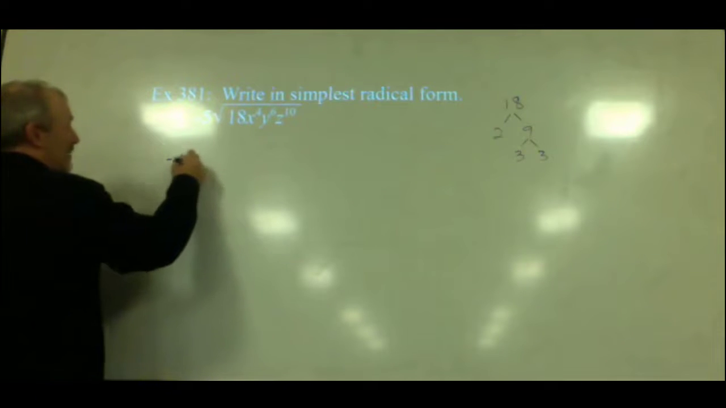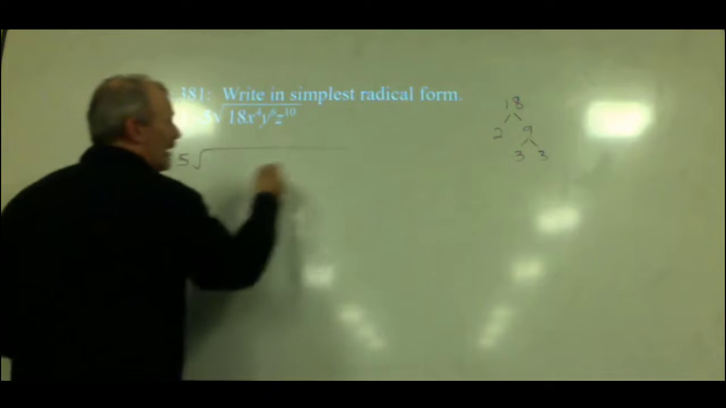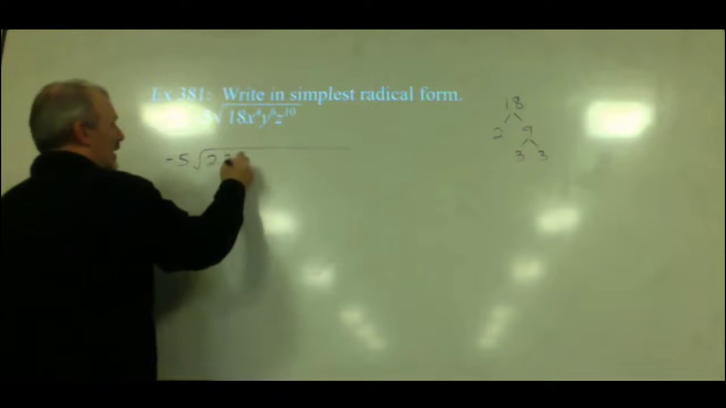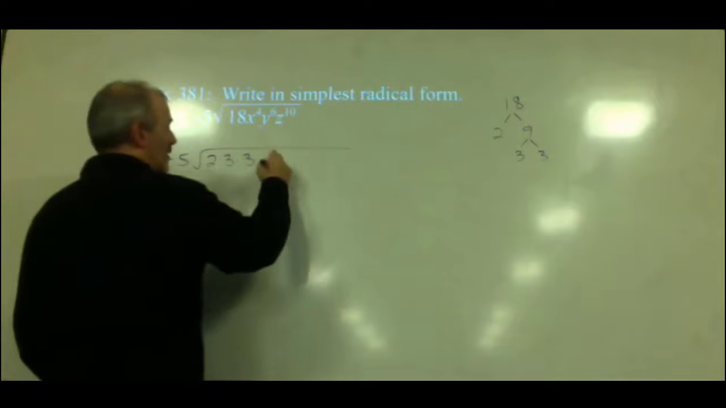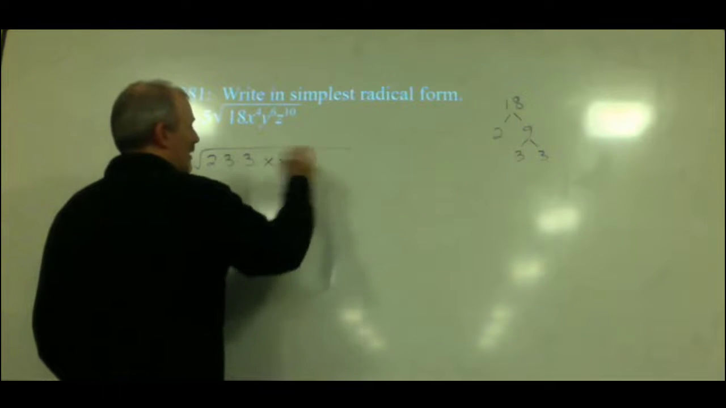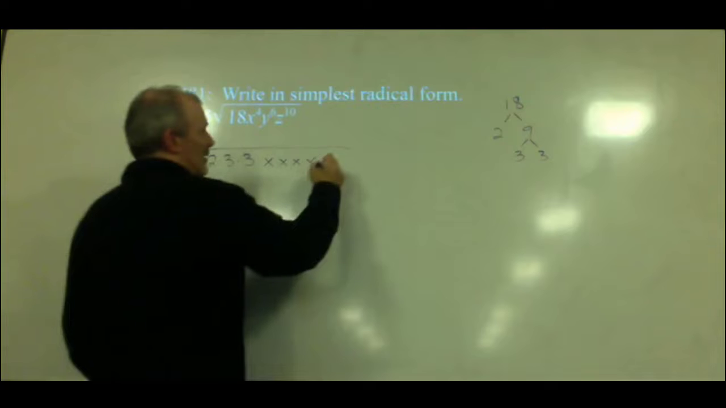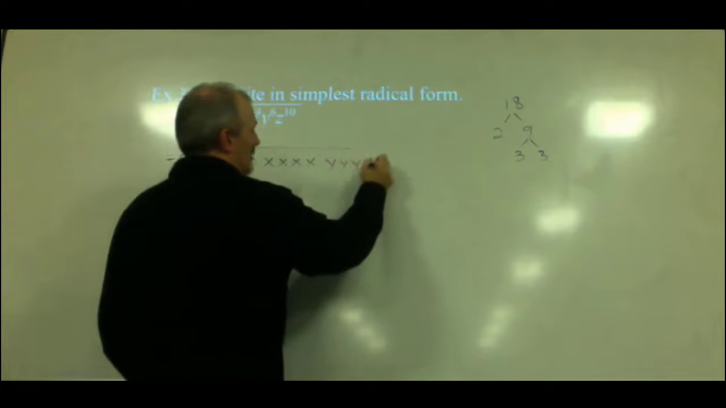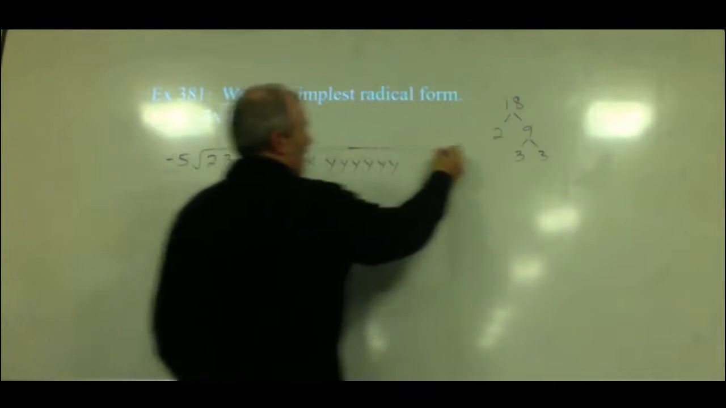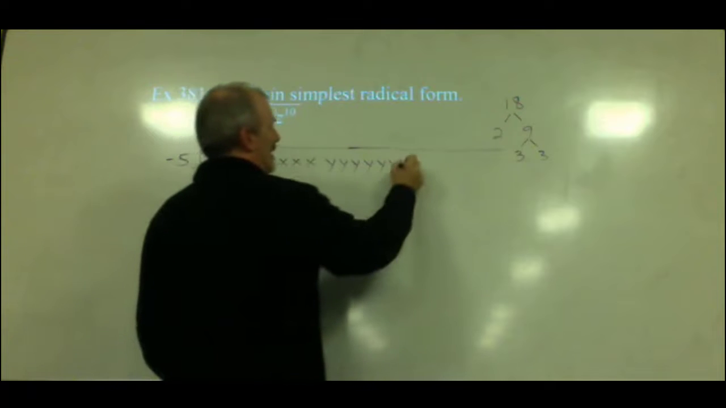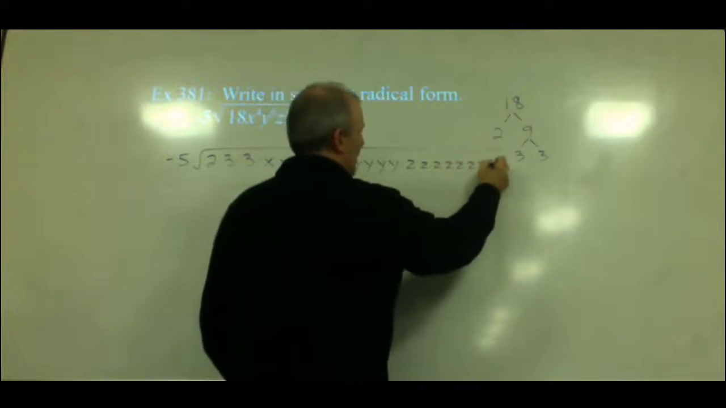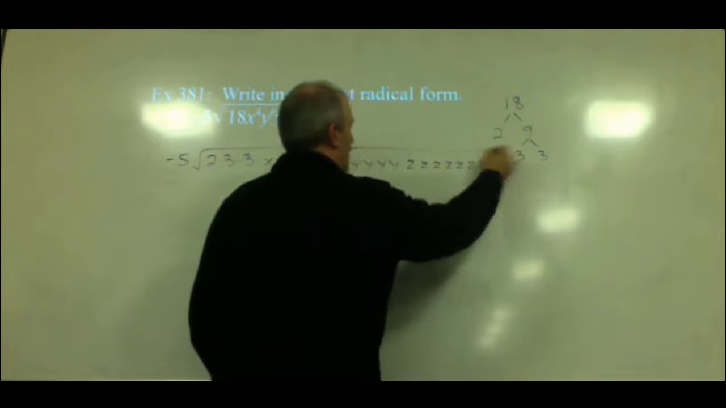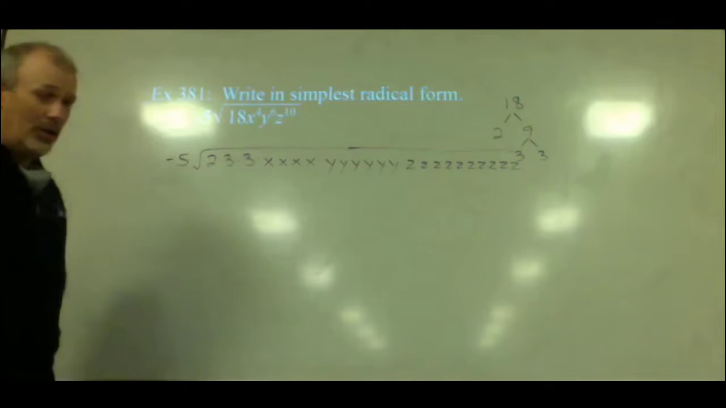So we have a -5. We have a 2 and a 3 and a 3. Then how many x's do we have? 4. How many y's do we have? 6. 1, 2, 3, 4, 5, 6. Oh no. And how many z's do we have? 10. Oh my. 1, 2, 3, 4, 5, 6, 7, 8, 9, 10. All right, got it. Whew.